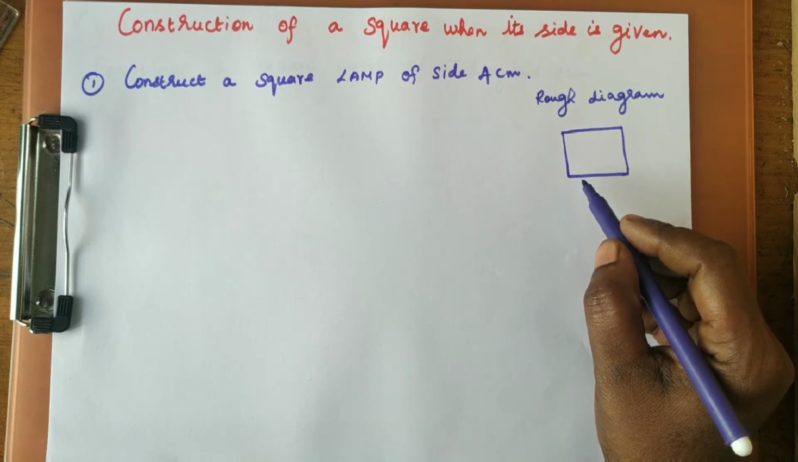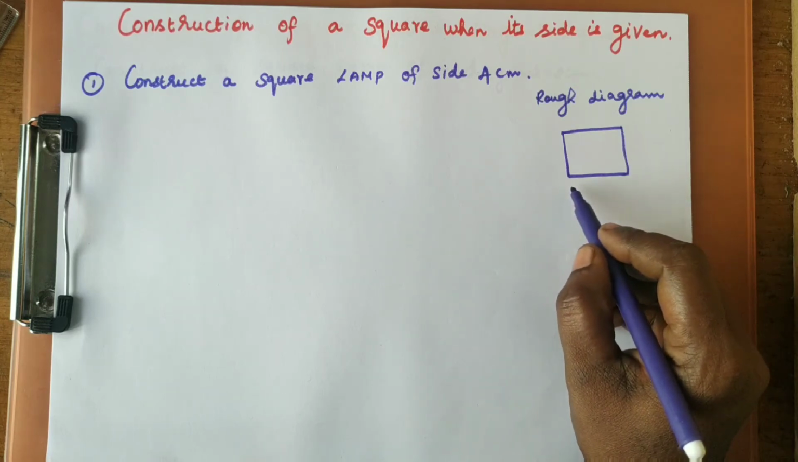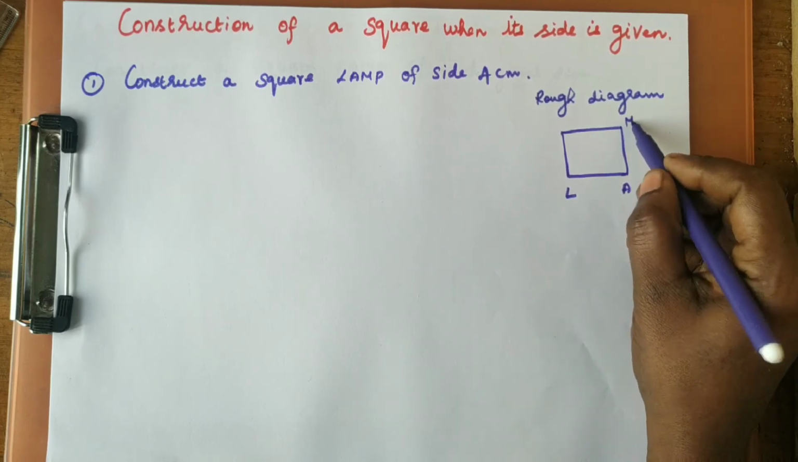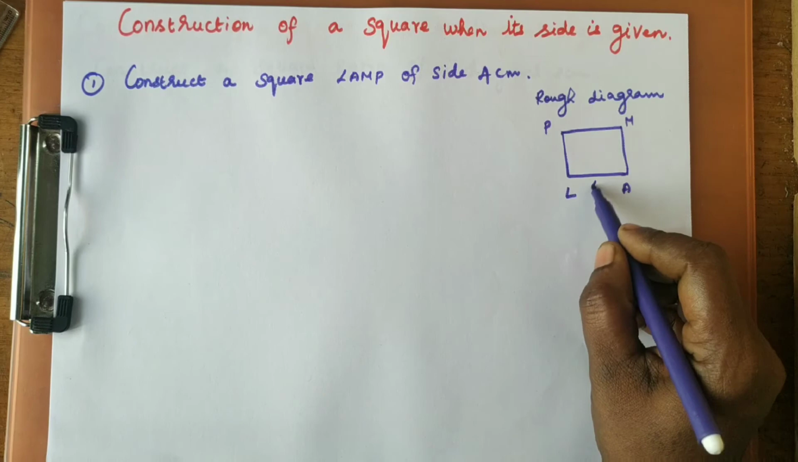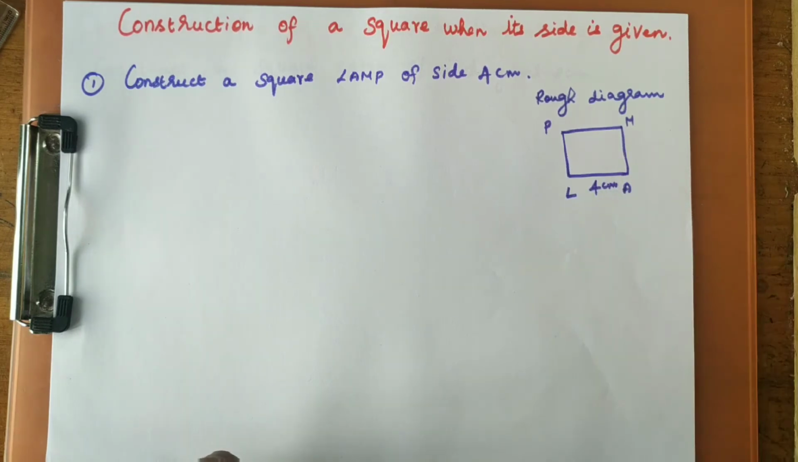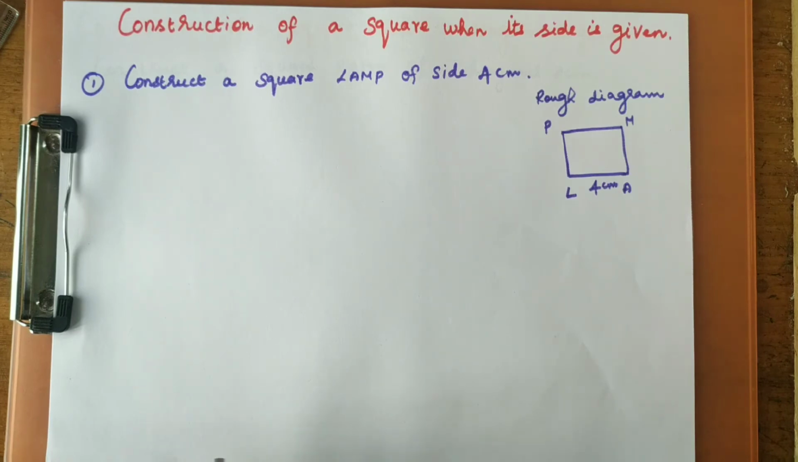Shall we start it? So first I am going to draw a rough diagram here. The given measurement is LAMP. One side is 4 centimeter. Here it is not given any angle, but we know for a square the angle is always equal to 90 degree. So all the sides are equal and all the angles are equal to 90 degree. I am going to use that property to draw a square.